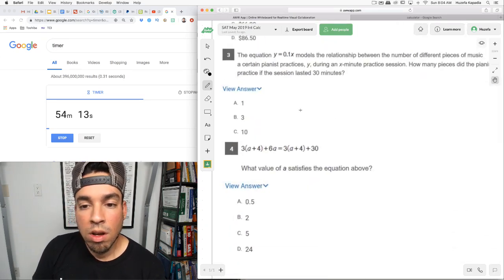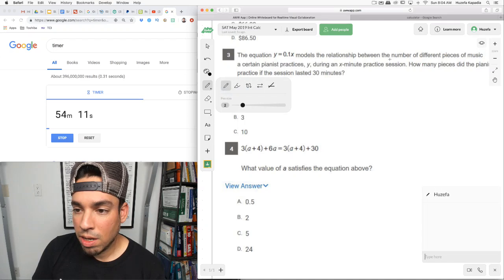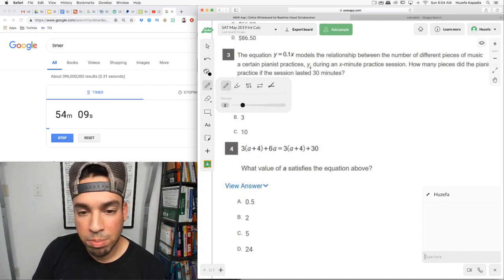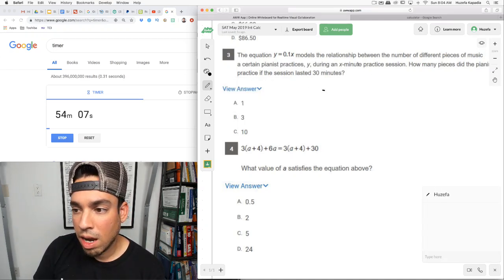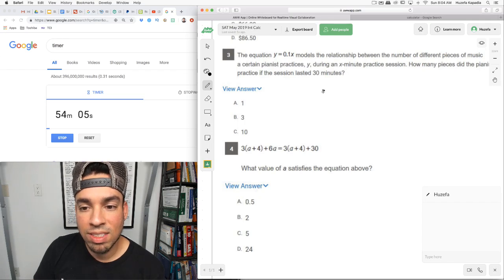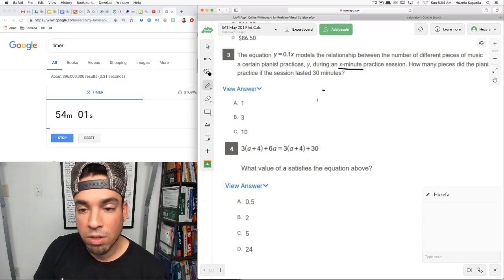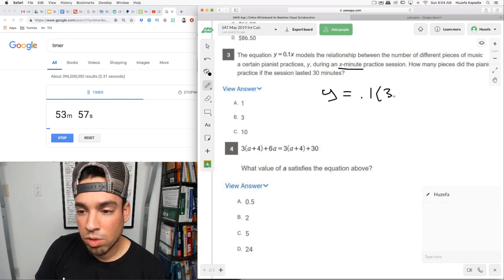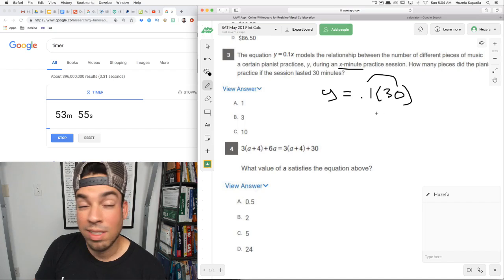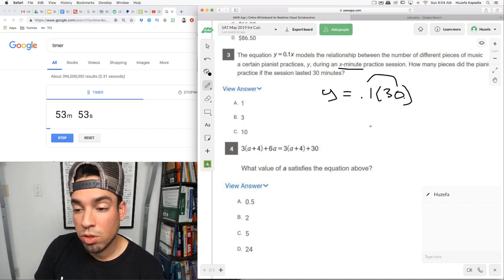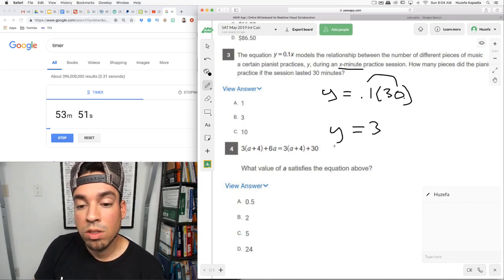Next. The equation models the relationship between the number of different pieces of music practiced by a certain pianist. How many pieces did the pianist practice if the session lasted 30 minutes? X is the minute value. So we want to know, what does Y equal when X equals 30? And guess what? 0.1 times anything just means you move the decimal over, so it's 3.